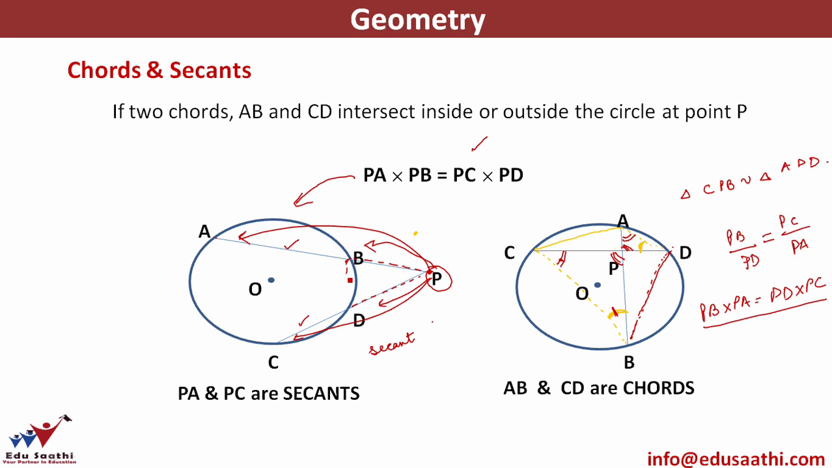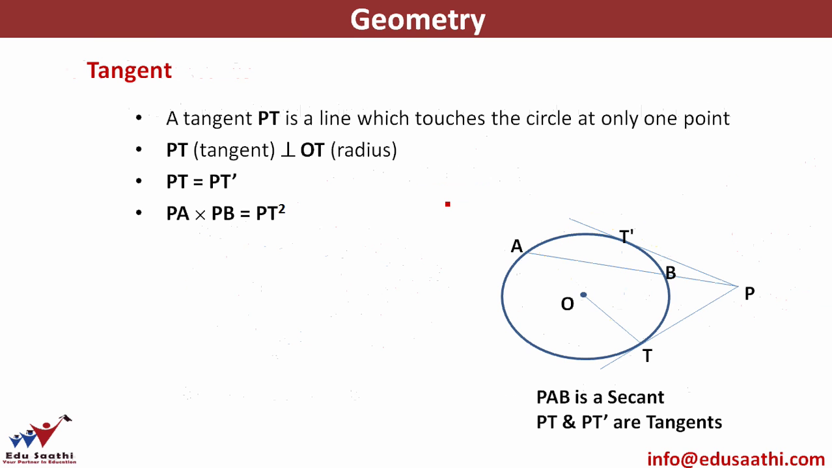The proof of the same can also be given with the help of similar triangles. So if I just join these 2, I can prove that the smaller triangle and the bigger triangle would come out to be similar, and I can take the ratio of their corresponding sides and get this result. This result is a very, very important result that can be applied when chords are intersecting inside or outside the circle.